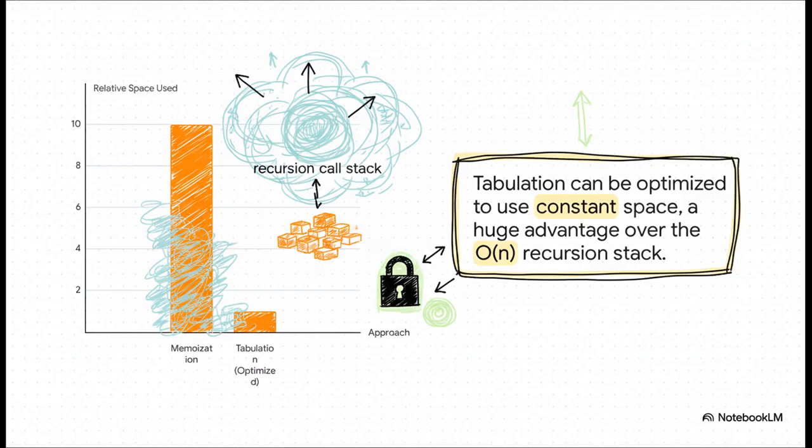See, to get the next Fibonacci number, you only ever need the last 2. So you don't need to store the whole list. You can get it down to O(1), or constant space. That means it uses the same teeny tiny amount of memory whether you're calculating the 10th number or the 10 millionth. That is a huge win.